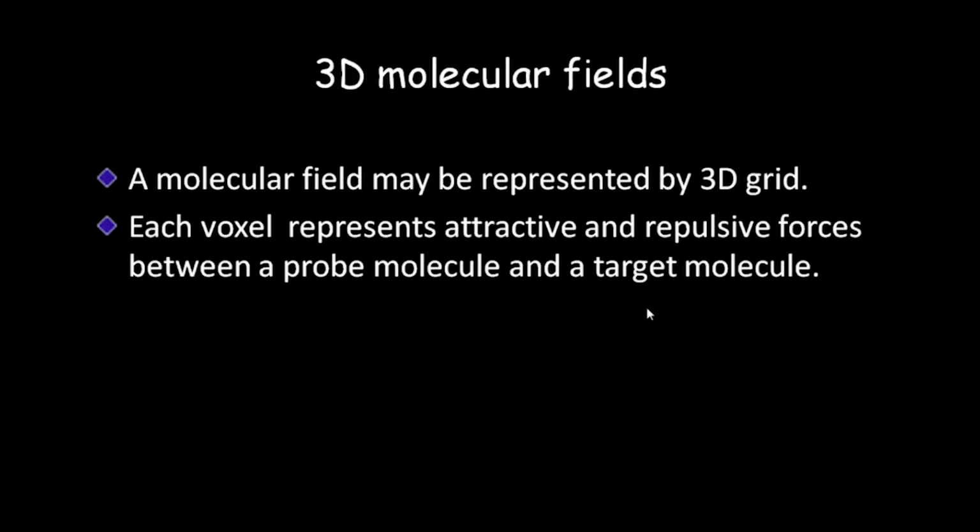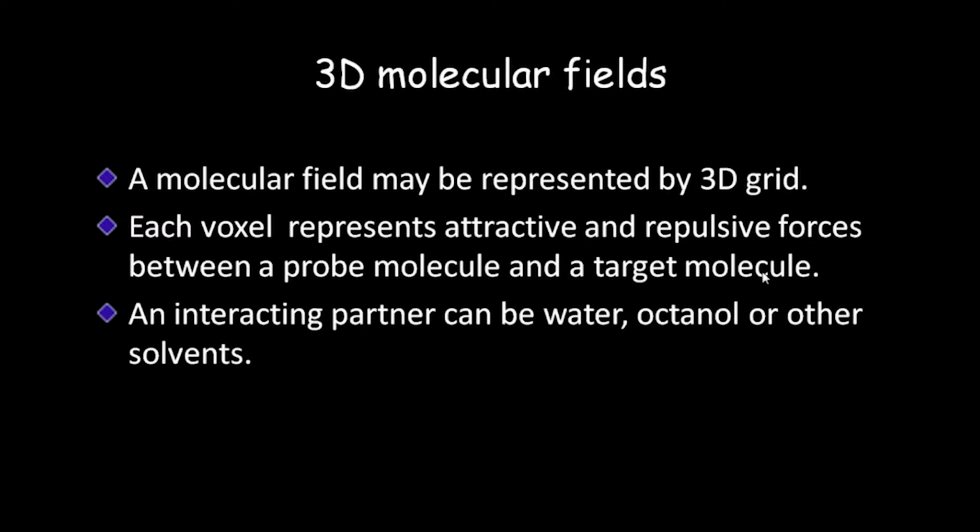So the molecular field may be represented by a 3D grid. You create a big rectangular box and then divide it into small grids. Each voxel represents attractive and repulsive forces between the probe molecule and the target molecule. So if you have the target molecule placed and a probe molecule placed at each of these grids, you look at the attractive and repulsive forces based on steric interaction and electrostatic interaction. So you calculate that.